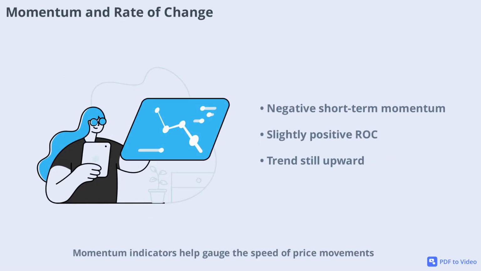Momentum indicators help gauge the speed of price movements. MU's 10-day momentum is -6.98, and the 20-day is -9.44, both negative, indicating a recent slowdown.